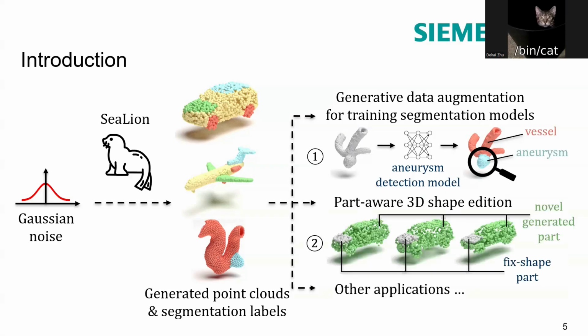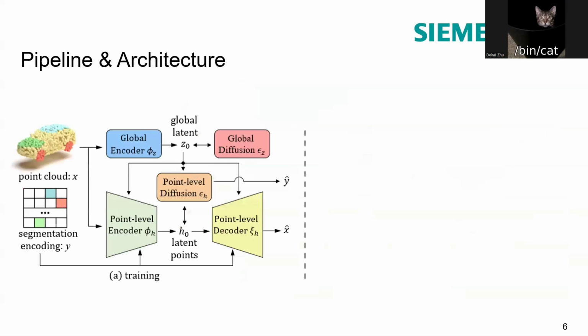On the other hand, SeaLion can also be used as part of a 3D editing tool. Here we show an example where the engine is fixed and SeaLion regenerates the rest of the point cloud accordingly.